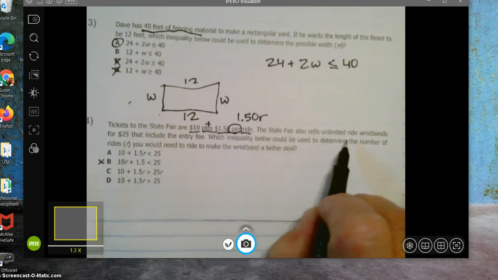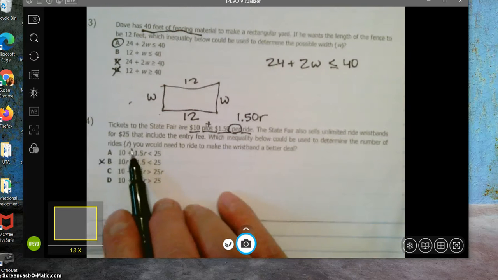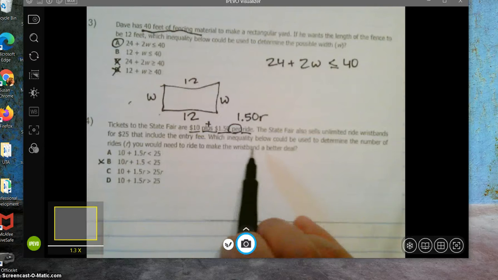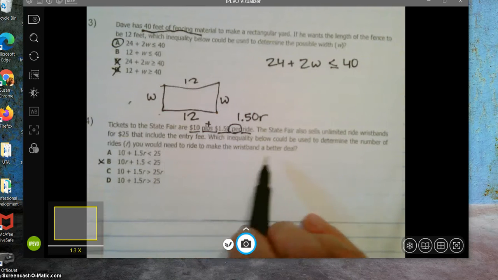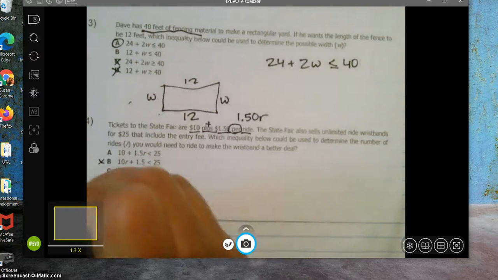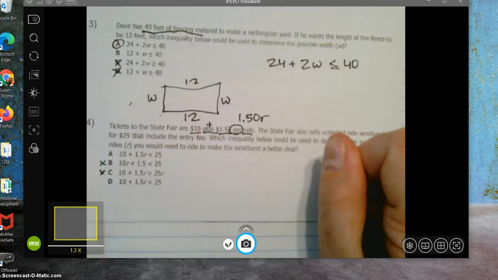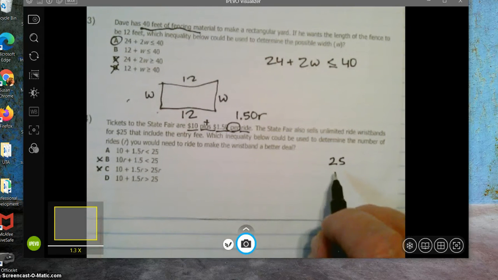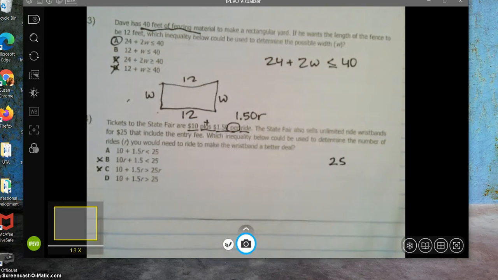The state fair also sells unlimited ride wristbands for $25 that include the entry fee. Okay? Which inequality below could be used to determine the number of rides you would need to ride to make the wristband a better deal. Okay? So this one is definitely not correct. What they're saying is, over here we have $25. I can buy the wristband and ride as many rides as I want, right? But I want to make sure that I'm doing the best thing as opposed to paying $1.50 per ride. Okay? So I hope I'm making sense to you.